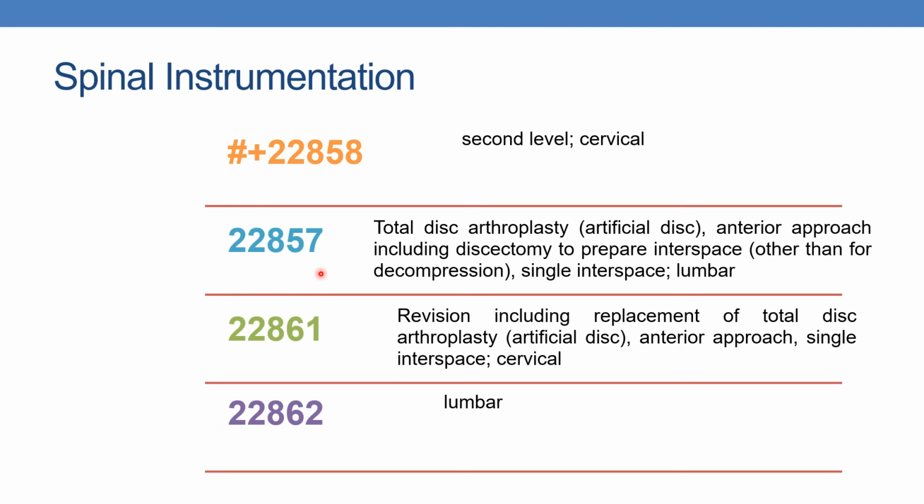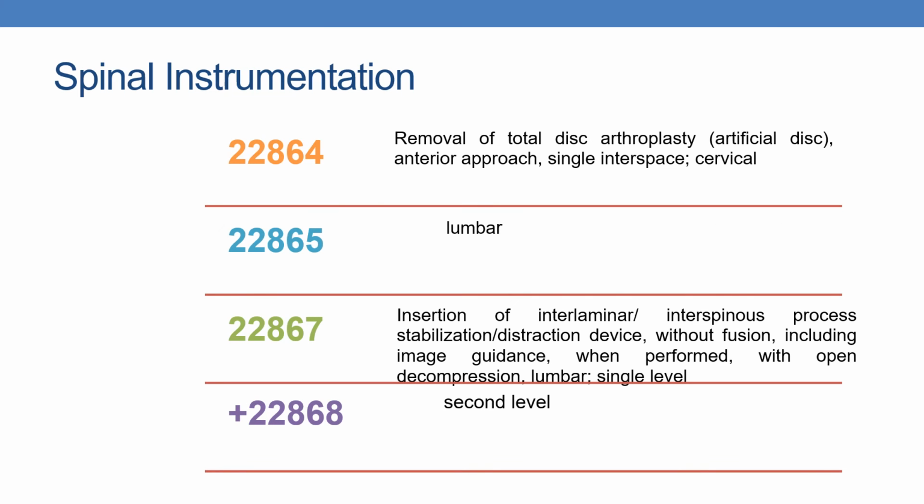The next is 22857. Total disc arthroplasty, anterior approach, including discectomy to prepare interspace, single interspace lumbar. The next is 22861, revision including replacement of total disc arthroplasty, anterior approach, single interspace cervical. Revision including replacement of total disc arthroplasty, single interspace lumbar is given by 22862. The next is 22864, removal of total disc arthroplasty, anterior approach, single interspace cervical. Next is 22865, removal of total disc arthroplasty, anterior approach, single interspace lumbar.